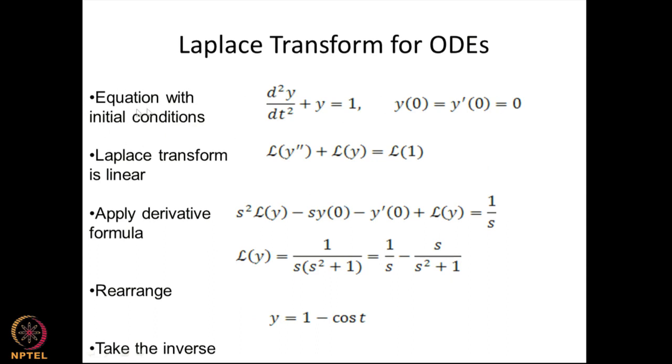Suppose you want to solve this differential equation with some initial condition. This is a second order derivative: d2y by dt square plus y equal to 1, y of 0 equal to 0, y prime of 0 equal to 0. I want to solve this. How do I solve it? Take the Laplace transform of this equation. So, Laplace transform of y double prime, the second derivative, plus Laplace transform of y is equal to Laplace transform of 1. We already saw in the last slide that the Laplace transform of 1 was 1 by s. Now, there is a formula for the Laplace transform of the derivative. The Laplace transform of the second derivative is s square Ly minus s y of 0 minus y prime of 0.